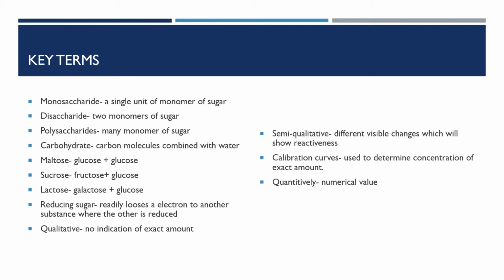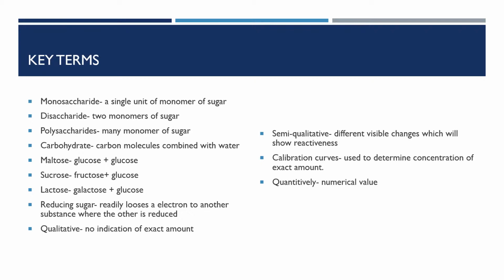Now, a carbohydrate is a carbon molecule which is combined with water. So it has the structure of carbon atoms, hydrogen atoms, and oxygen atoms. Now, maltose, sucrose, and lactose are all disaccharides. And glucose, fructose, and galactose are all monosaccharides. Glucose plus glucose makes maltose. Sucrose is made up of fructose and glucose, and lactose is made up of galactose and glucose.